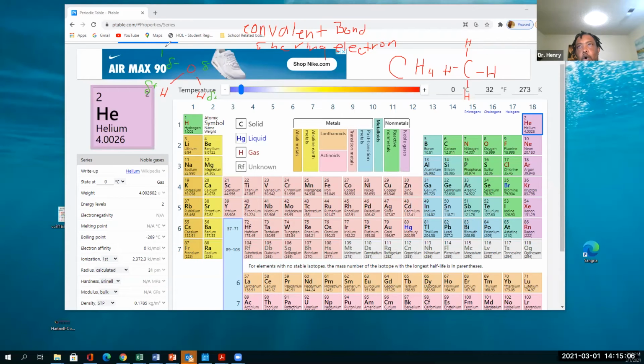So this is called polar covalent bonding. Where these here are being shared almost evenly, right? So this guy is called nonpolar.